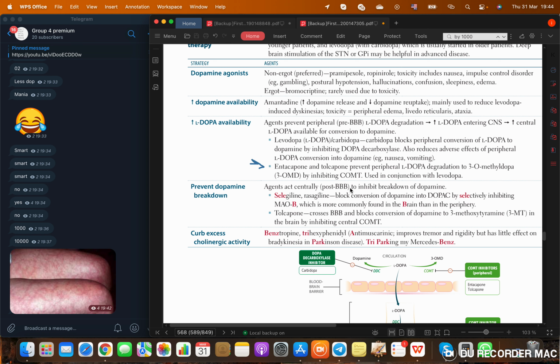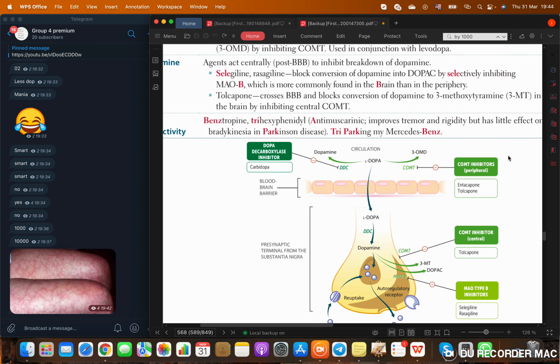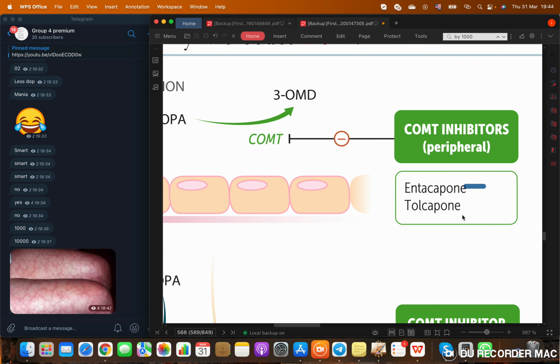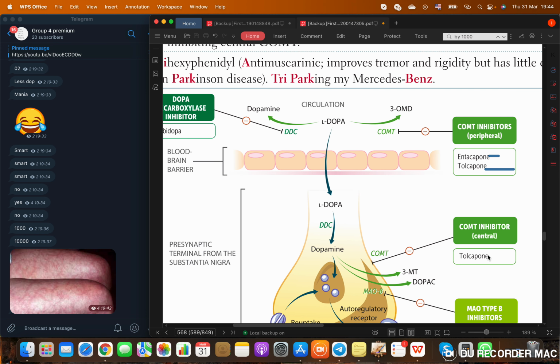Entacapone and tolcapone prevent the peripheral L-DOPA degradation to something known as 3-O-methyl-DOPA by inhibiting the COMT, used in conjunction with levodopa. So this is a different combination, L-DOPA and COMT inhibitor. So COMT inhibitors, we have entacapone and tolcapone. Tolcapone is so tall that it reaches your brain as well. So it can inhibit the COMT also in the brain. So the inhibition here and inhibition here will lead to more L-DOPA in the circulation. Okay, so more L-DOPA in the circulation means more dopamine, meaning fewer symptoms of Parkinson's disease.